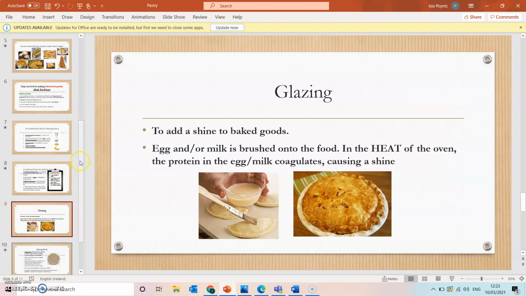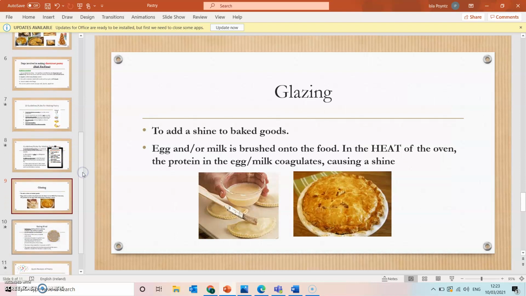Now, just 2 key words associated now with pastry making. So the first one is glazing. So what does it mean to glaze? Well, this is to add a shine to baked foods. And this is one of the first things you would have learned back in first year last year, when we were making scones. And it's when you add the egg and or milk and you brush it onto the food, and in the heat of the oven the protein in the egg or milk coagulates, causing a shine. If you don't put the food in the oven, it will not shine. So you must have heat.